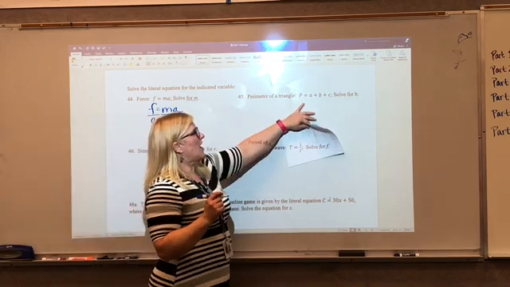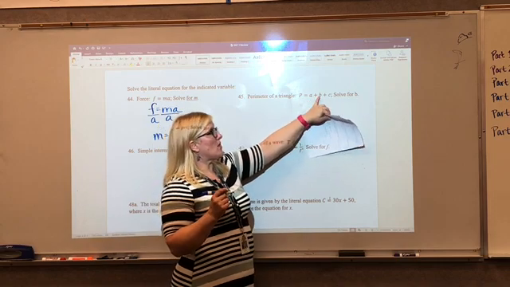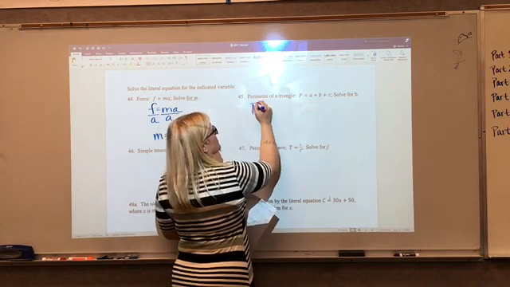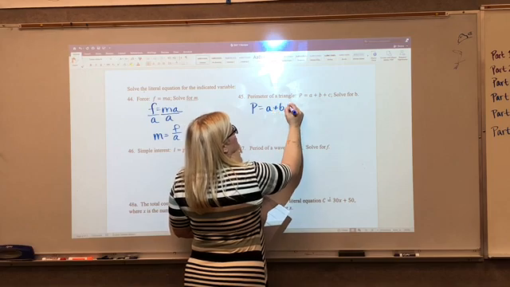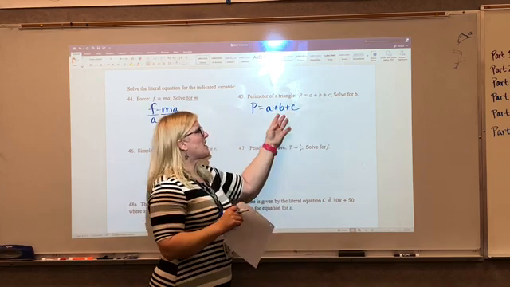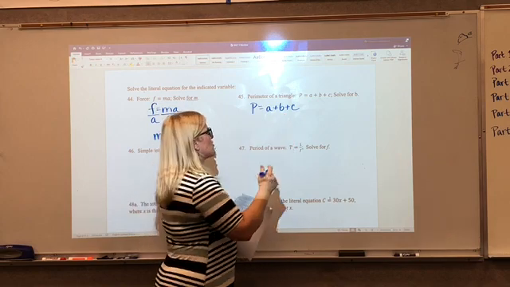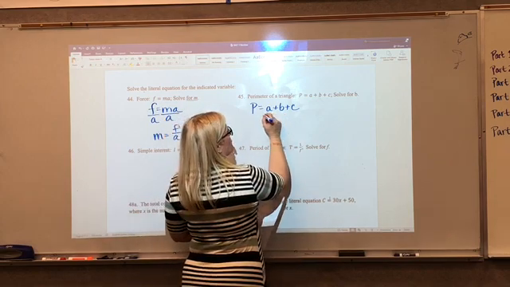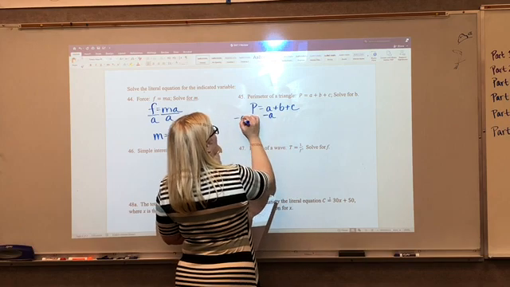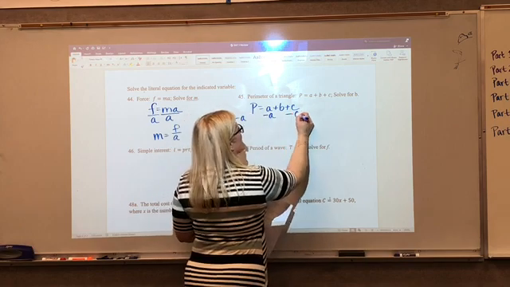Okay, perimeter of a triangle is just the three sides added up. And we want to solve for b. So I'm just going to, nothing's being multiplied. So I need to subtract. So I'm going to subtract a from both sides, okay? I'm also going to subtract c from both sides.